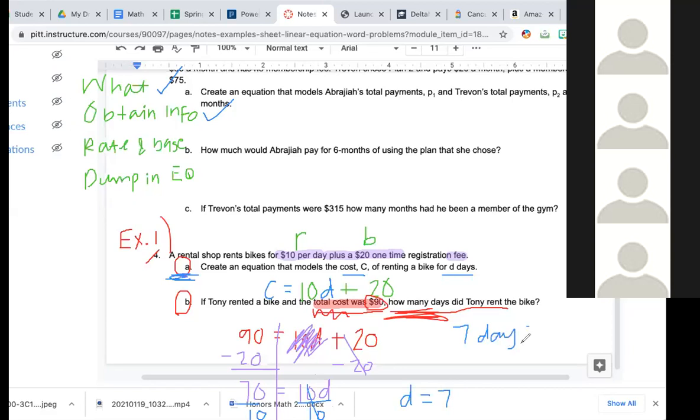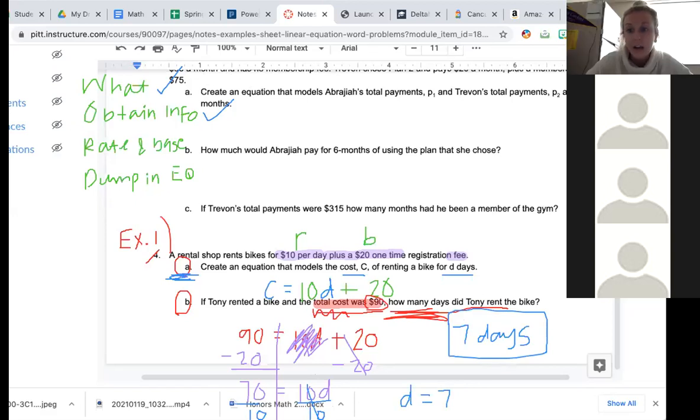Was that hard? No. If you know how to set it up, the solving part is just review. So really the part that is new is how to set it up. But I feel like those word steps should help you. My kids last semester liked that.